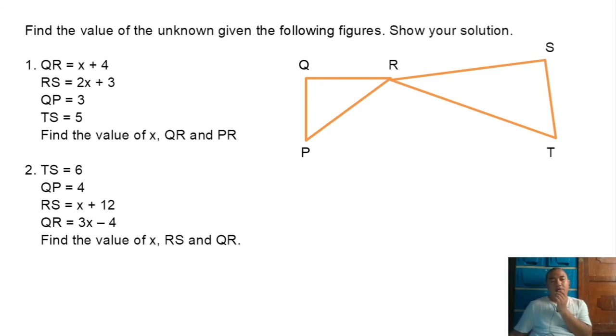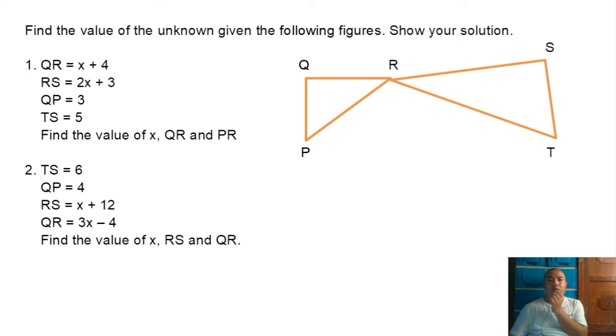Okay, meron pa dito. Find the value of the unknown given the following figure. Show the solution. So QR is x plus 4, RS is 2x plus 3, QP is equal to 3, TS is equal to 5. Find the value of x, QR, and PR.